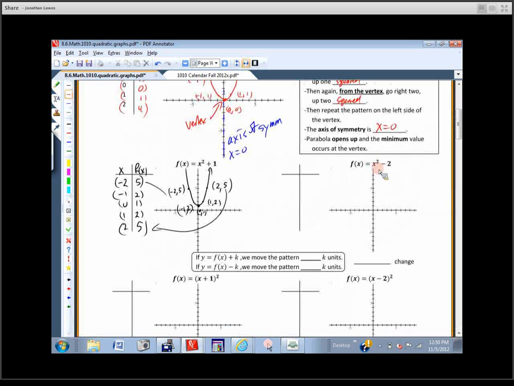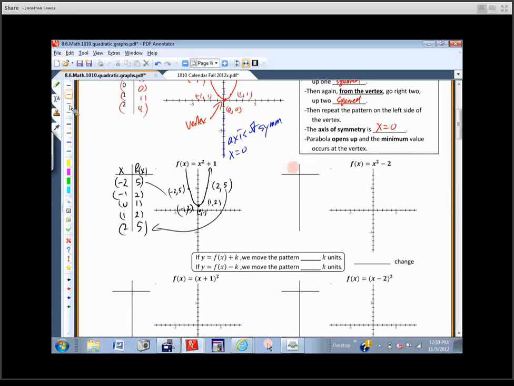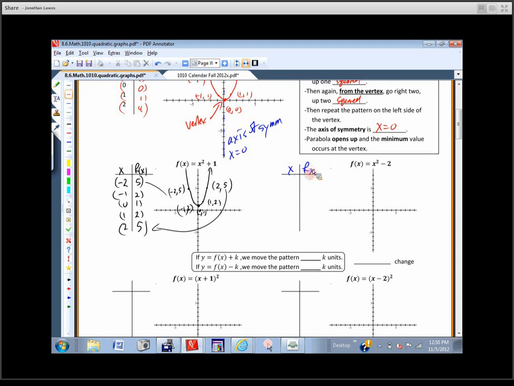Okay, let's do this one right here. So we're going to plug in an x. I'm going to change colors. We're going to get out our f of x, and if I plug in a negative 2, a negative 1, a 0, a 1, a 2, if I plug in a negative 2, I get 4. Subtract 2, I get 2. Plug in a negative 1, I get 1. Subtract 2, I get negative 1. Plug in a 0, I get 0. Subtract 2, I get negative 2. And then I'm going to have negative 1 and 2.